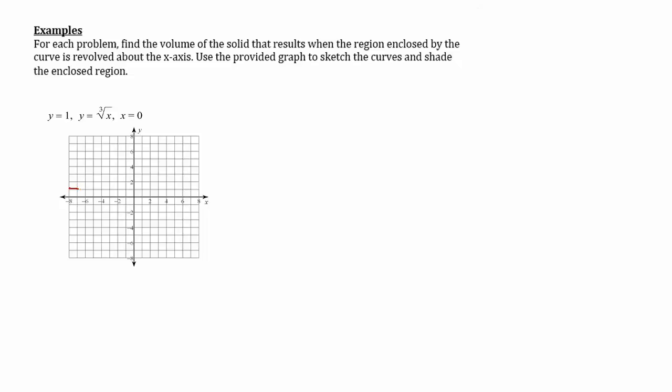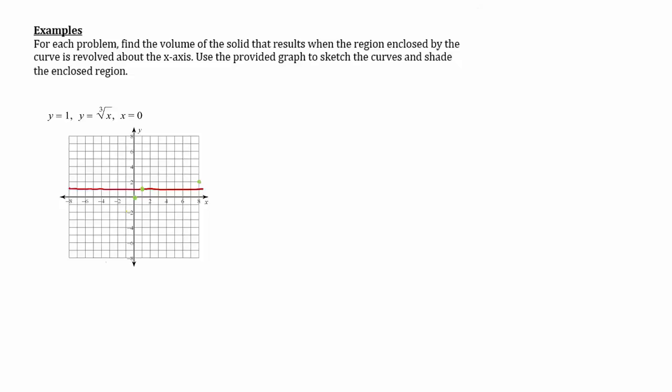So we have 3 lines here. y equals 1 is one of them. That's either going to be our top or our bottom curve. We've got x equals 0, which means the y-axis is a boundary for us. So I'm not going to draw that because it's already there, it's the y-axis. So y equals the cube root of x. When you plug in 0, you get 0. When you plug in 1, you get 1. When you plug in 8, you get 2.